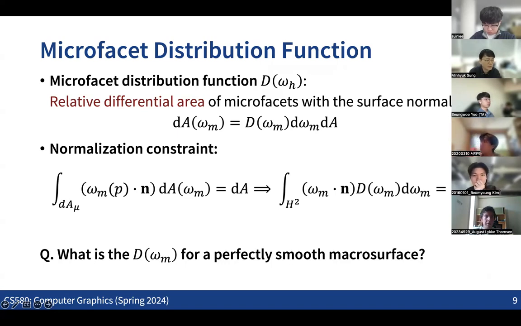Check out the definition of the microfacet distribution function, which describes the proportion of the microfacets that have a certain surface normal, omega m here. If we assume that the surface is perfectly smooth, with zero bumps, perfectly flat, then what should the microfacet distribution function be in this case?